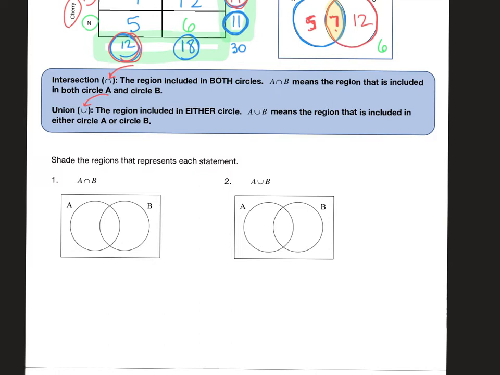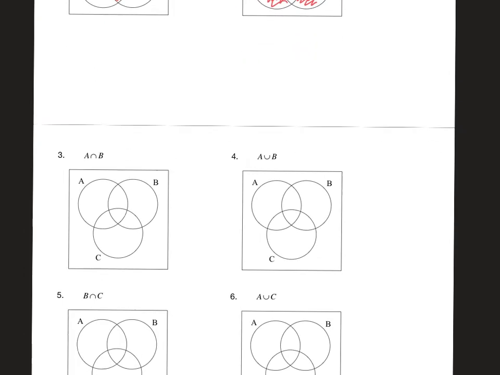So if you're looking at these Venn diagrams down here, and we're going to do some shading, this is the intersection of A and B. This is where A and B overlap. That's this little almond shape in the middle, okay? Whereas this, A union B, is everything that is A along with everything that is B. So it's all of this.